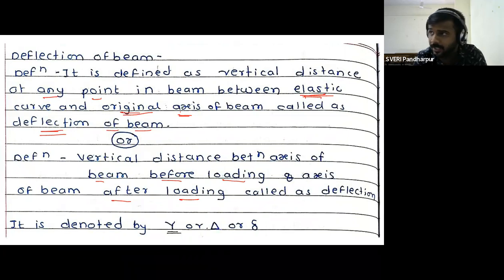Bending moment we measure in Newton mm, correct? Force into perpendicular distance. And here deflection we measure in centimeter, meter or mm. Both are the same in nature. Deflection also takes place in the downward direction. Bending moment also takes place in the downward direction. The nature is the same, but the unknown parameters are different.